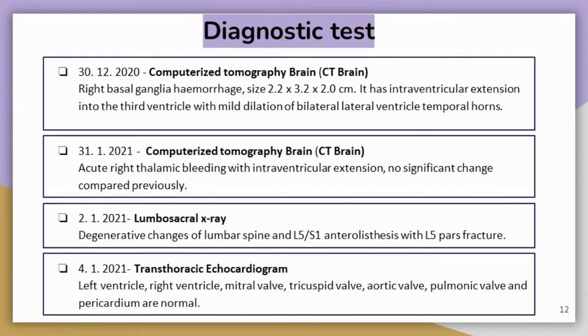On 2nd January 2021, lumbar sacral X-ray has been done, and the finding is degenerative changes of lumbar spine and L5S1 anterolisthesis with L5 pars fracture. And lastly, on 4th January 2021, transthoracic echocardiogram had been done, and the finding is left ventricle, right ventricle, mitral valve, tricuspid valve, aortic valve, pulmonic valve, and pericardium are normal.